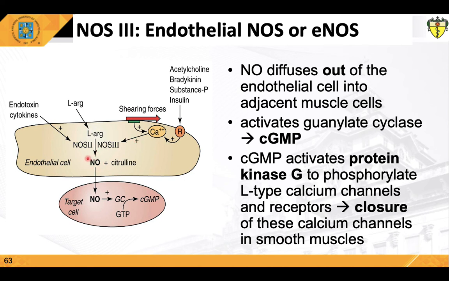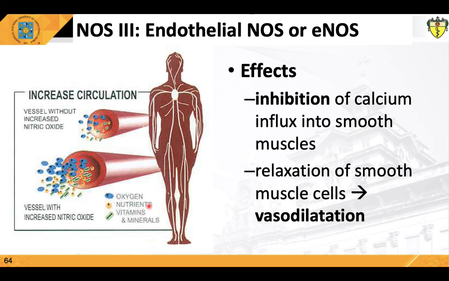Nitric oxide diffuses out of the endothelial cell into the adjacent smooth muscle cells to bind and activate guanylate cyclase to synthesize cyclic guanosine monophosphate. Cyclic GMP then activates protein kinase G to phosphorylate the L-type calcium channels and receptors. This will in turn lead to the closure of calcium channels in the smooth muscles. This in turn will lead to inhibition of calcium influx into the smooth muscle cells, diminishing development of smooth muscle tension and thus vasodilatation.